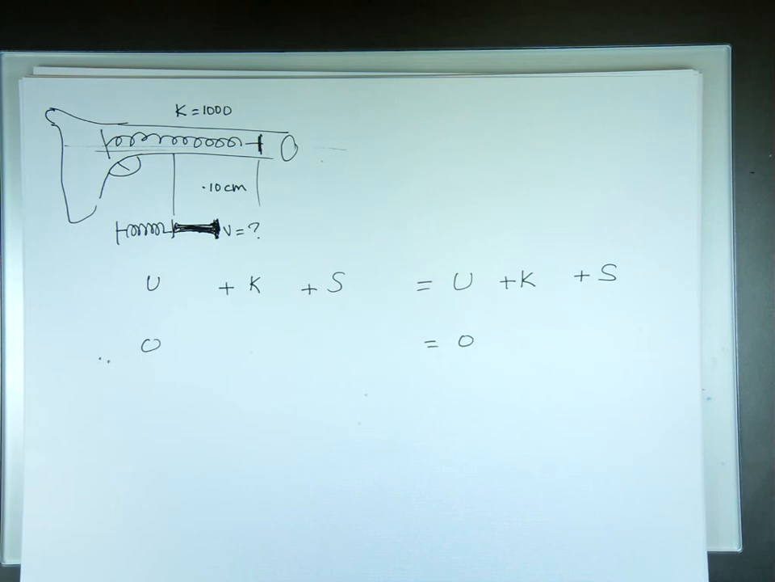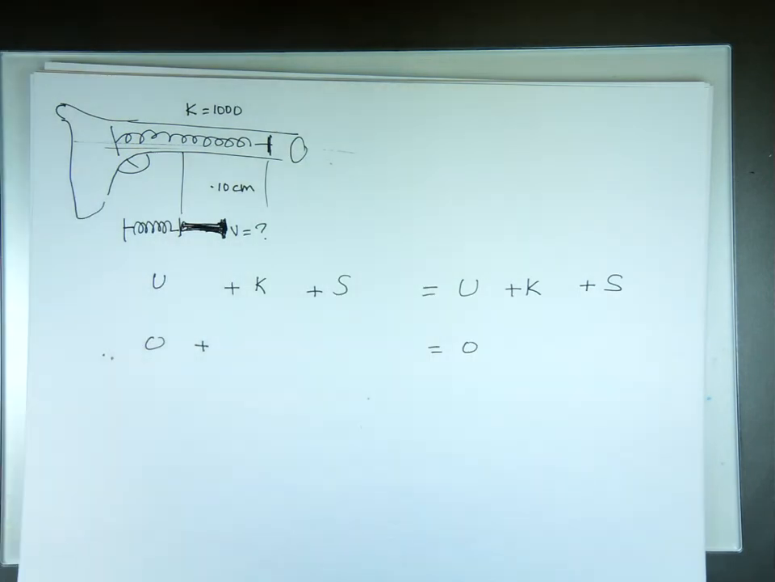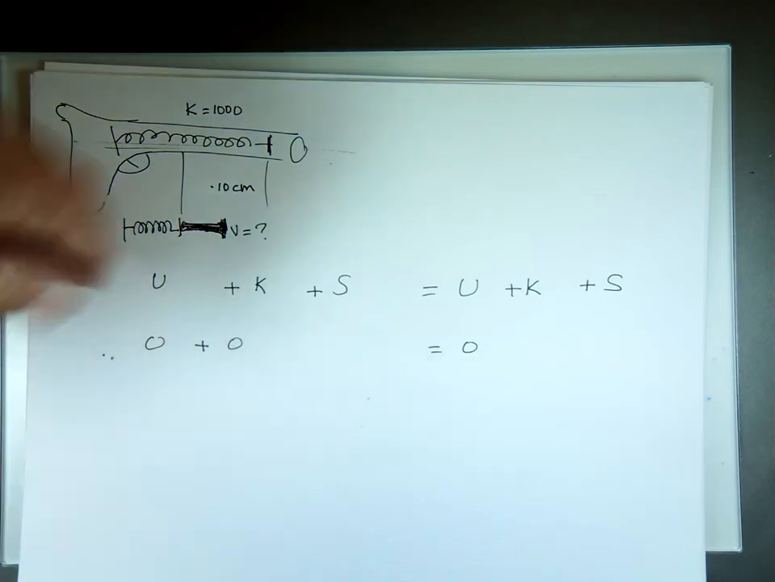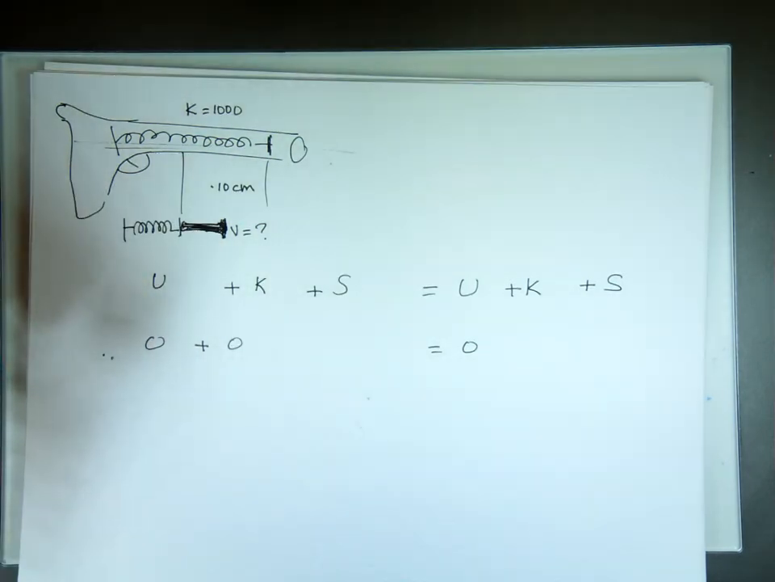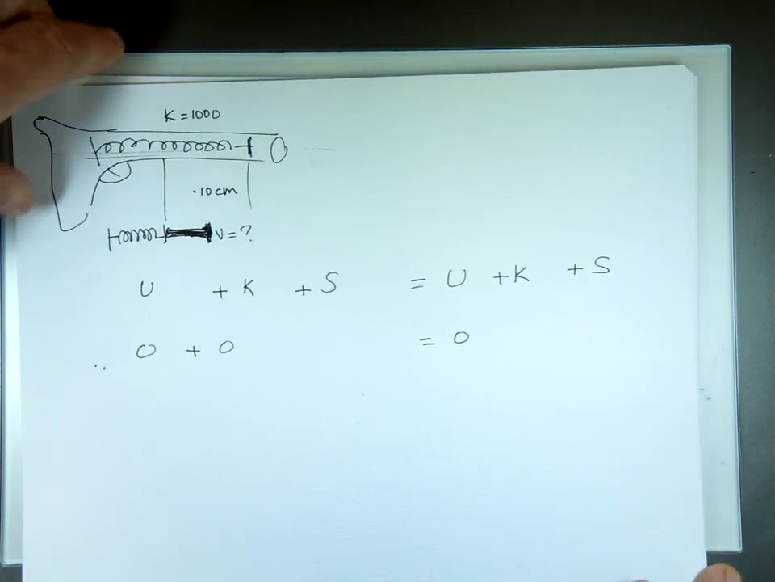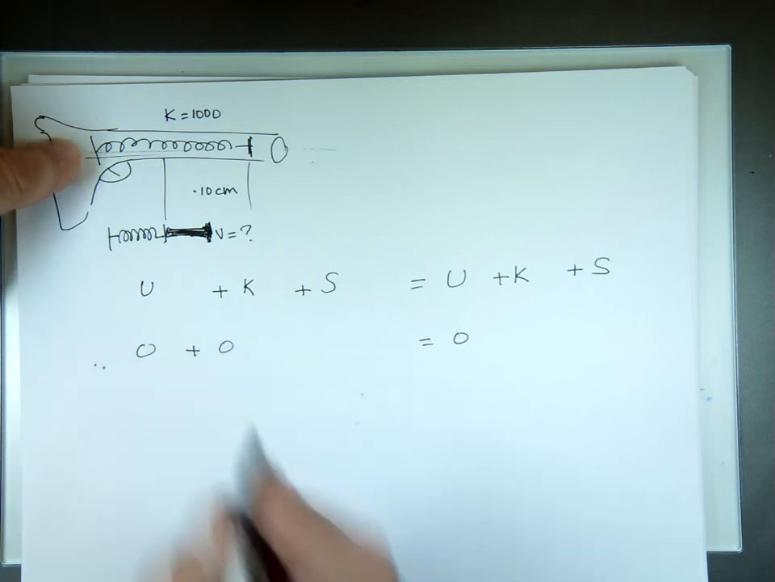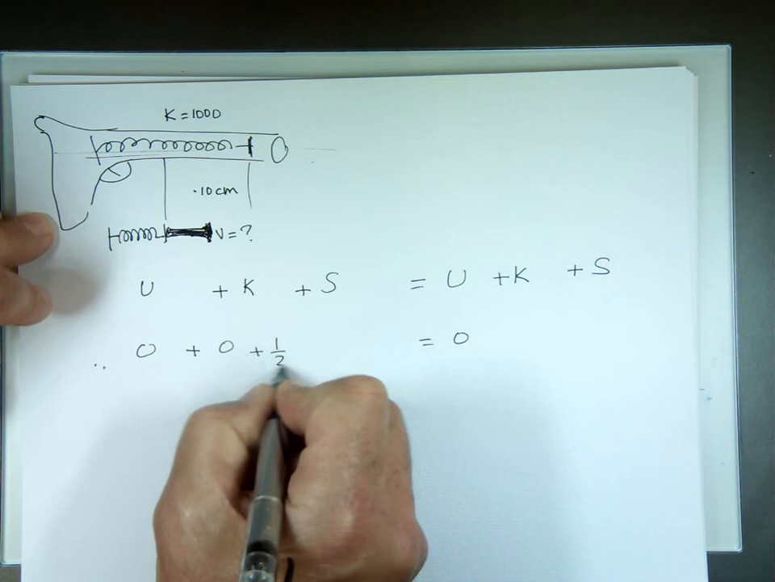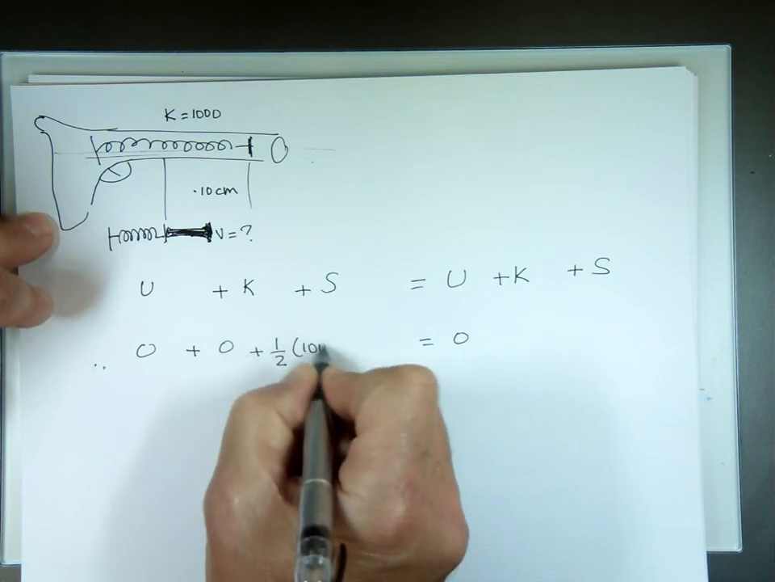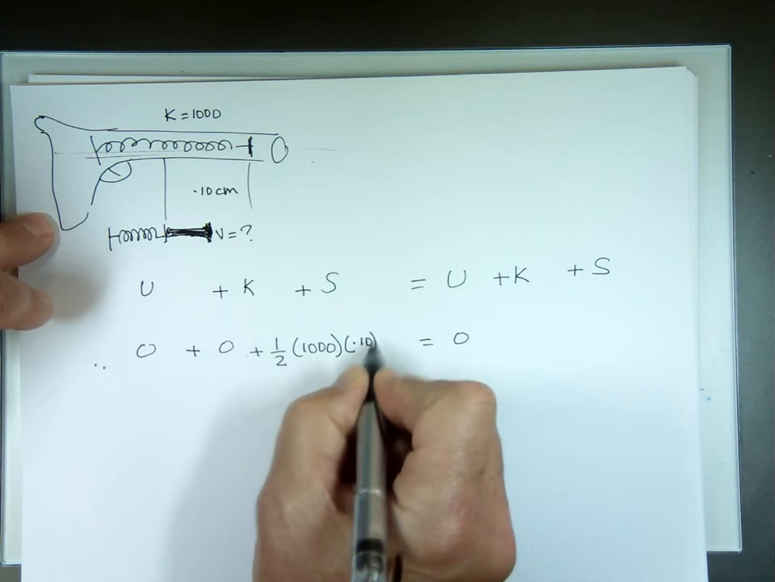My kinetic is zero initially. Why? Because this is compressed and it's not moving. The dart is just sitting inside the gun. I pull the trigger, the dart starts to move. Well, how much energy did the spring have? That's 1/2 k, which is 1,000, times the compressed distance squared. 1/2 kx squared.